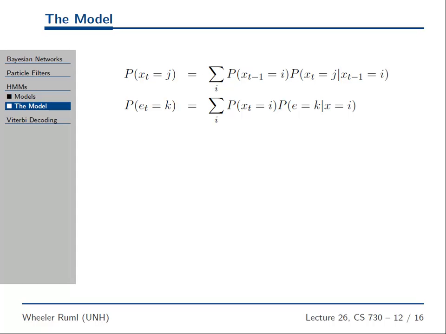And here is the sensor model. So the probability that we would get an observation k at time t depends on, well, we go for every possible state we could be in at time t. There's some probability that given we're in that state, we would receive that sensor reading. Does this make some sense?